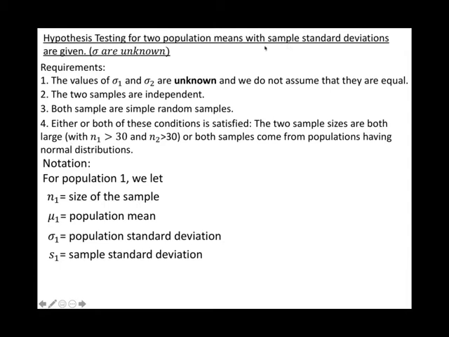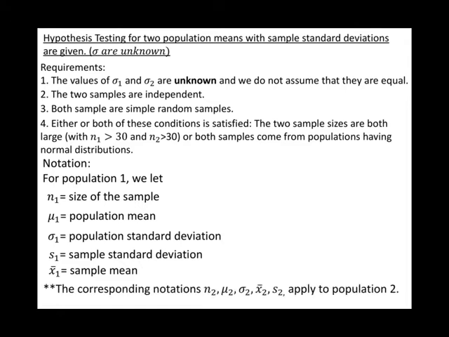Again, I want you guys to highlight this one. Sample standard deviation is given. So read the question carefully. They should give the S1. And then x bar 1, that will be the sample mean. And the corresponding notation applies to population 2. Again, for chapter 9, for the first step, you need to tell me which one is going to be your population mean 1, which one is going to be your population mean 2.